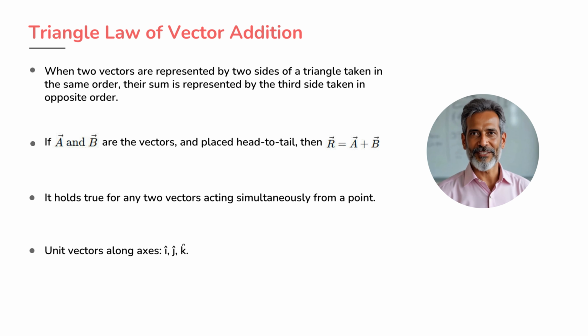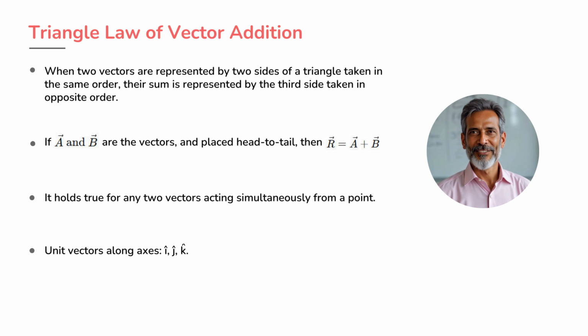In simple words, if vector A and vector B are two sides of a triangle taken one after the other, their sum is represented by the final side of the triangle facing the opposite direction. Mathematically, we can write this as vector R equals vector A plus vector B. Repeat with me, vector R equals vector A plus vector B. This works perfectly for any two vectors acting from a point at the same time.